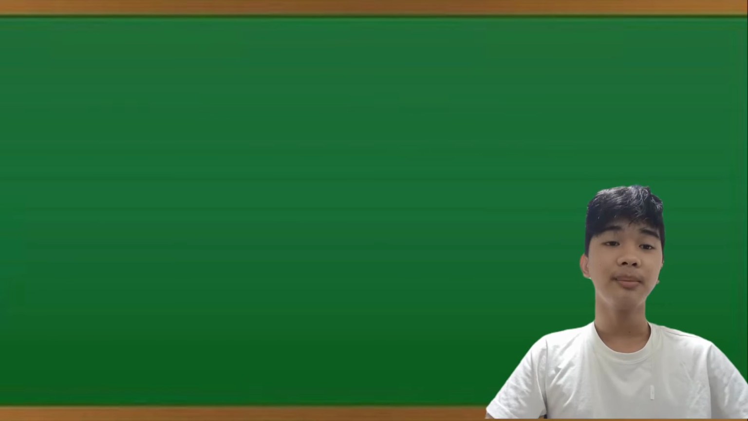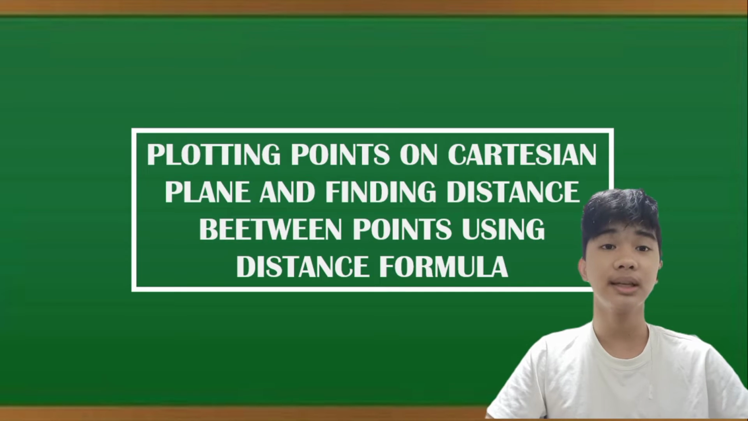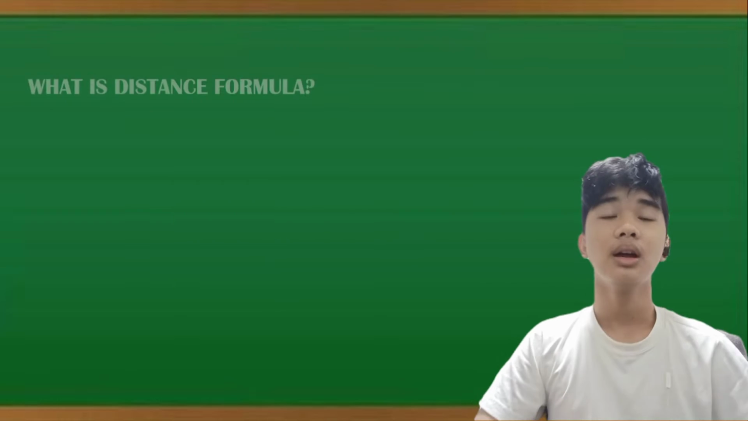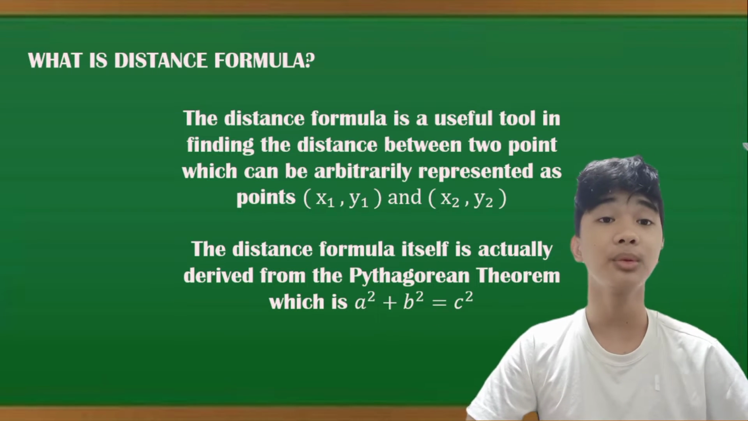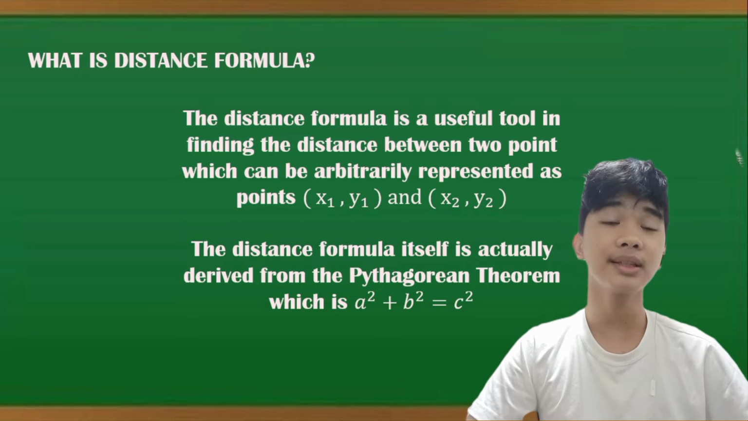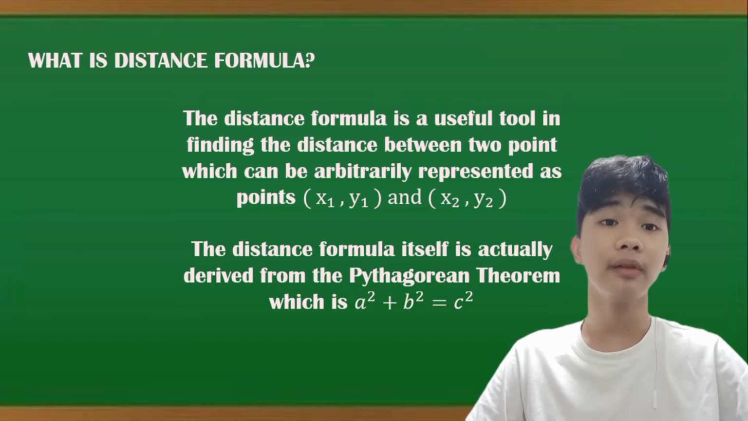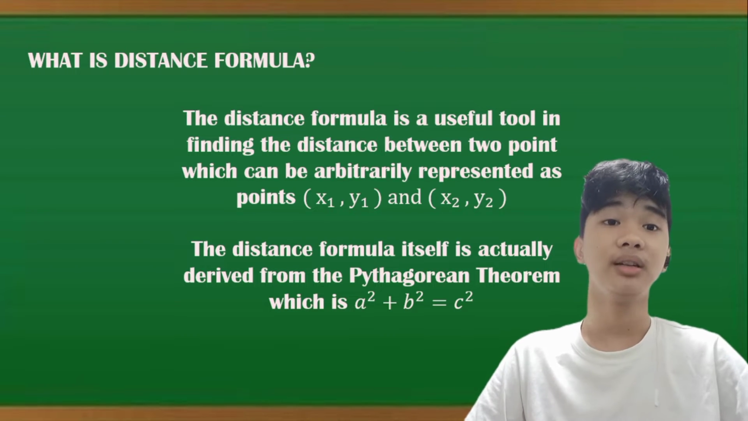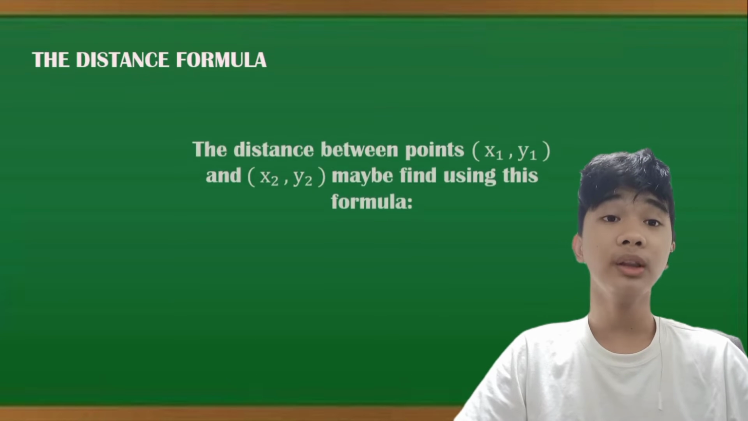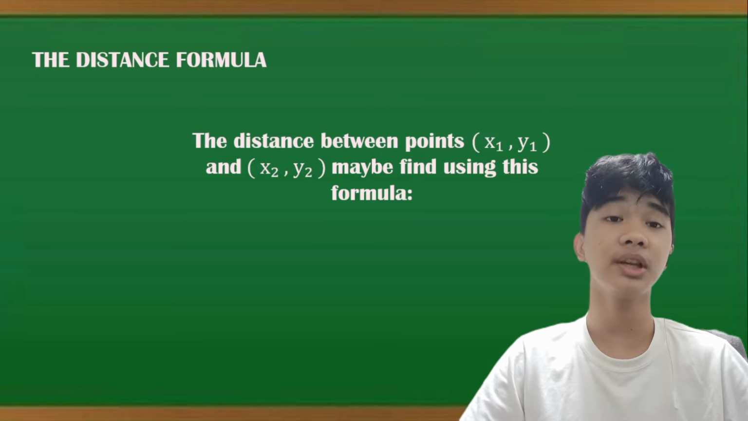And for today's video, I'll be teaching you how to plot points on the Cartesian plane and how to find the distance between points using the distance formula. What is the distance formula? The distance formula is a useful tool in finding the distance between two points, which can be arbitrarily represented as points x sub 1, y sub 1, and x sub 2, y sub 2. The distance formula itself is actually derived from the Pythagorean theorem, which is a squared plus b squared is equal to c squared. The distance between points x sub 1, y sub 1 and x sub 2, y sub 2 may be found using this formula.